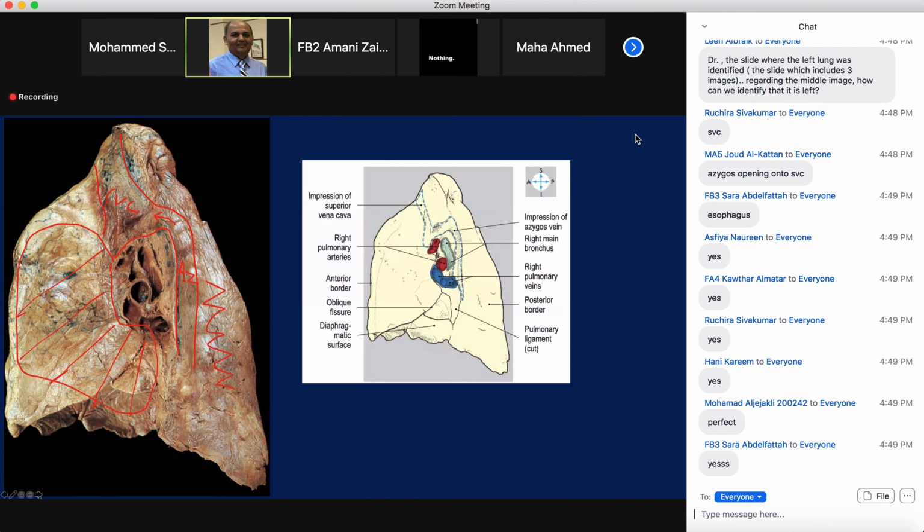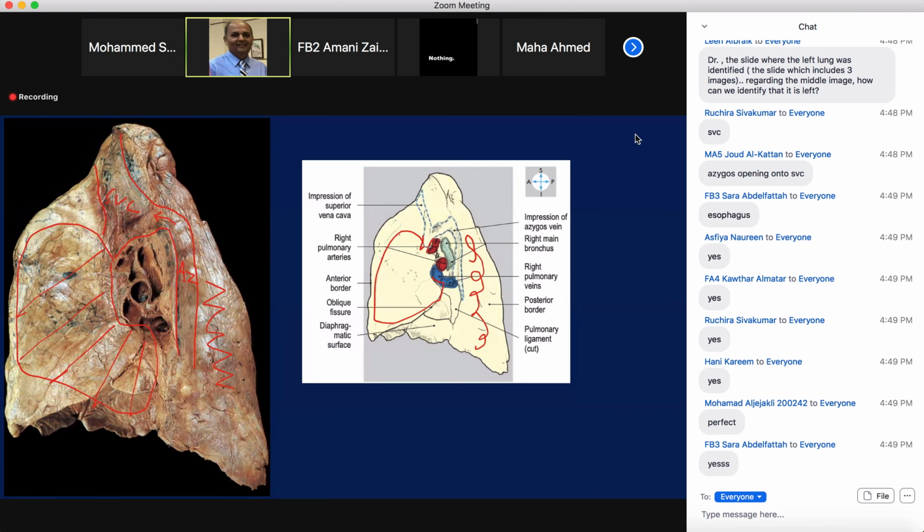Now, you can see that all I was trying to show you has been shown here. This is where my heart is. And this is where the superior vena cava opens in. And this is the superior vena cava. And this is my azygos. And all of this area is for the esophagus. Are we clear? Good. So I'm sure you people are not having any significant problem.